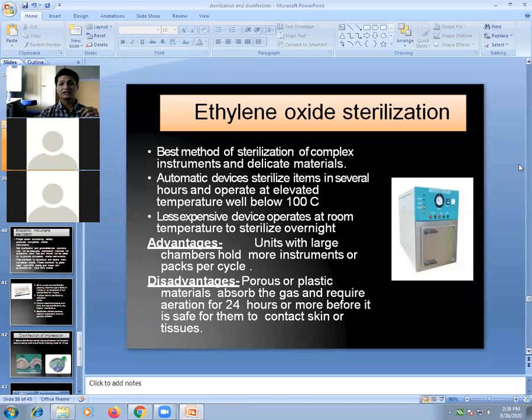Advantage is units with large chambers hold more instruments or packs per cycle, and disadvantage is porous or plastic materials absorb the gas, so they require aeration for 24 hours so that they will be safe for use in contact with skin or tissues.